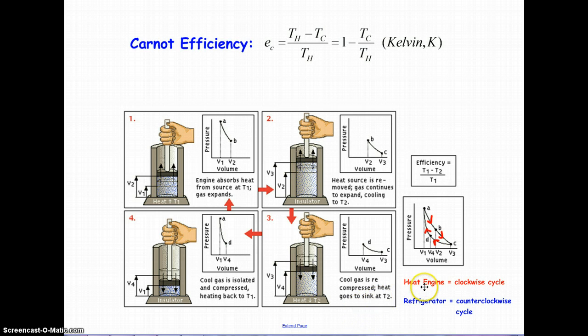Heat engines produce heat, and refrigerators produce cold. And the opposite would take place if these arrows were all pointed in the counterclockwise direction, and we are traveling from A to D, D to C, C to B, and B to A in one complete cycle. That would be a refrigerator. Something to keep in mind as you're looking at PV diagrams: if they're talking about different directions, a clockwise cycle is a heat engine and a counterclockwise cycle is a refrigerator.